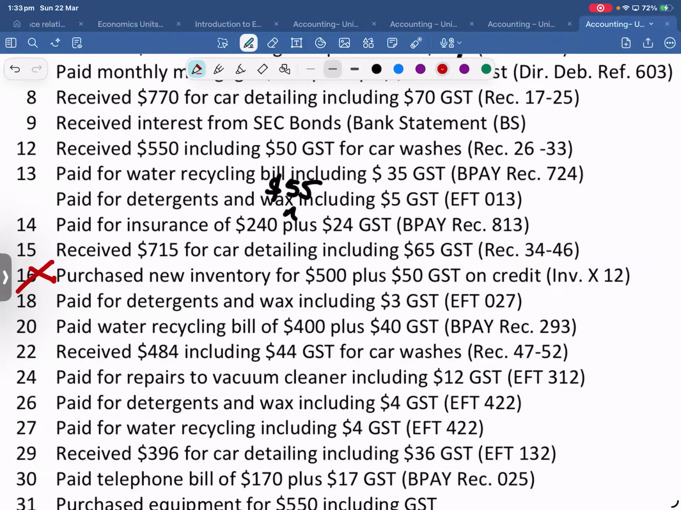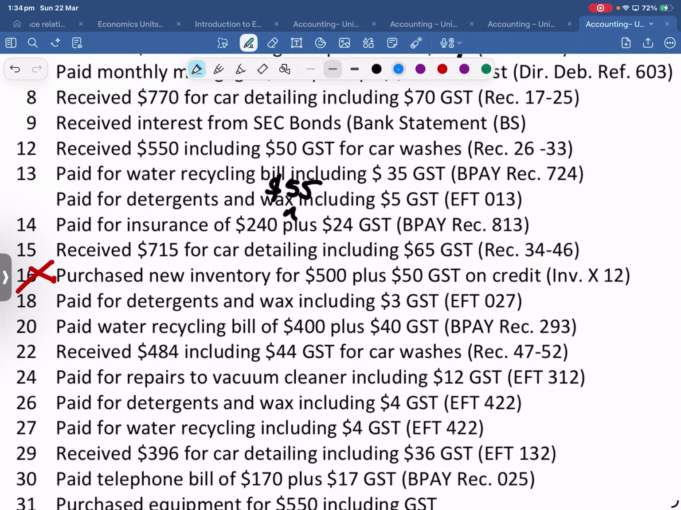No. Okay. So then, yeah, you ignore it. I just included it to confuse you. Okay. Right? Right. Next one. 18th. Right. Paid for detergents and wax, including.